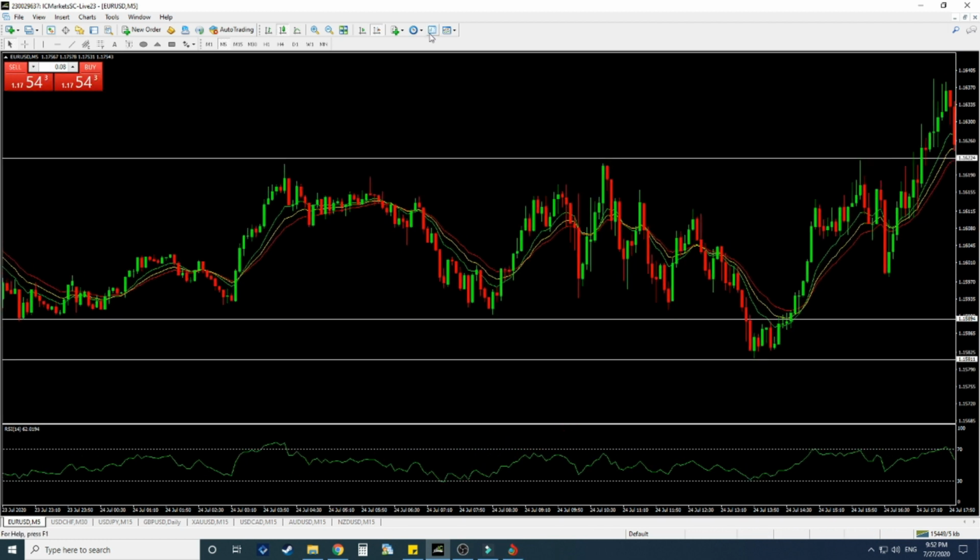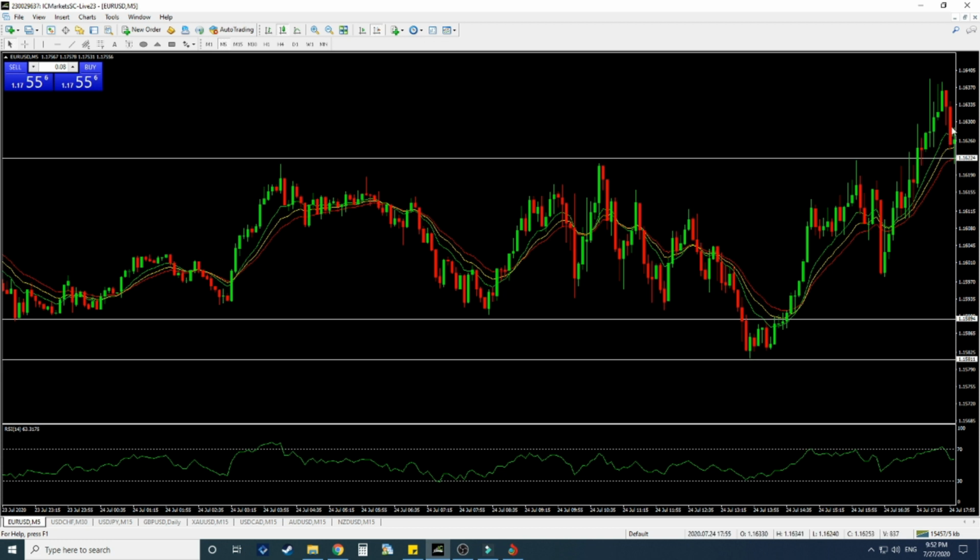Okay, so it touched this one. 1, 2, 3, 4, 5. It's a valid one. But if we place here, if we have no stop loss, but I don't recommend you having no stop loss. This protects your capital.